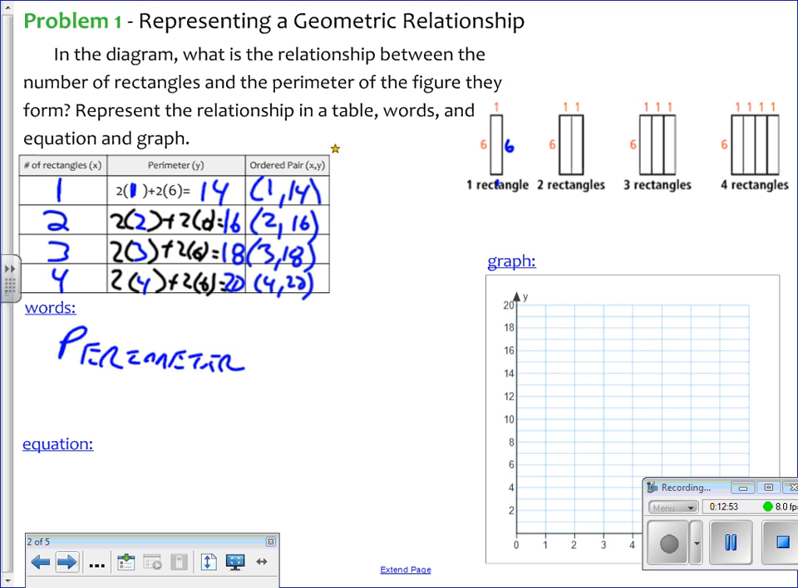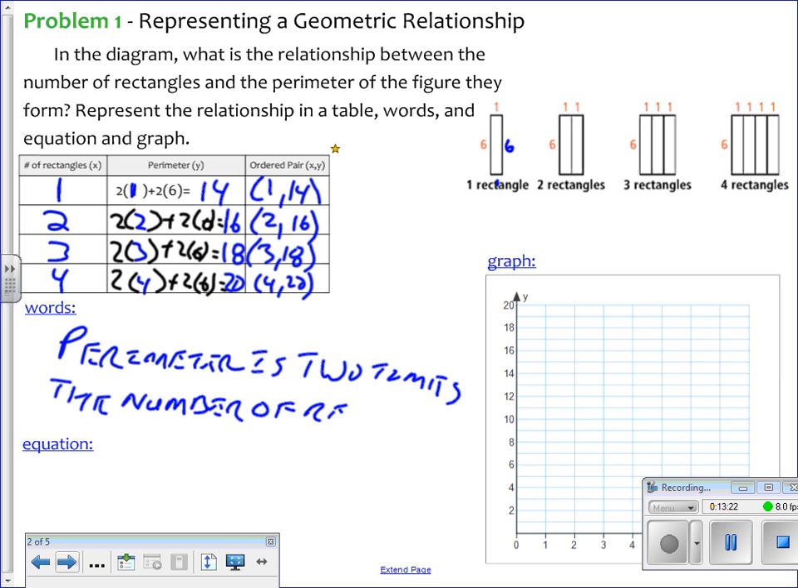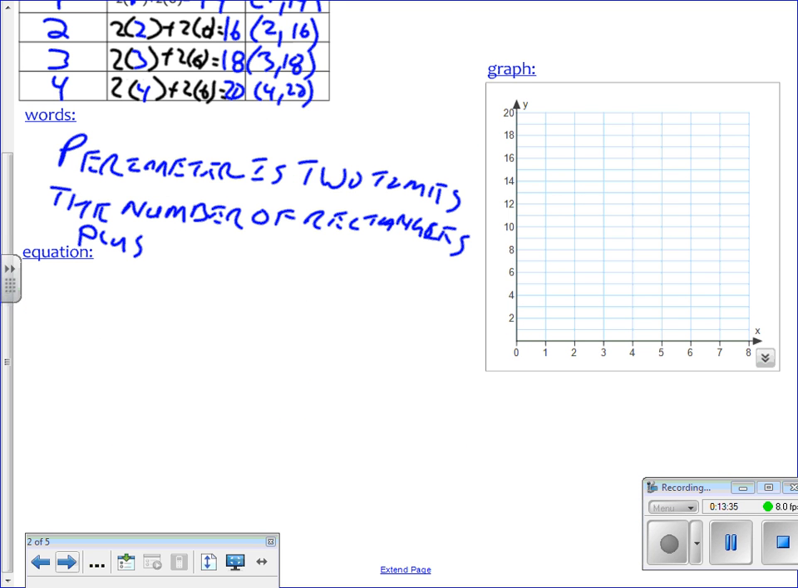So the perimeter of each figure is, I should say right, is 2 times the number of rectangles plus, what was I adding every time? 2 times 6, which is what? Plus 12.